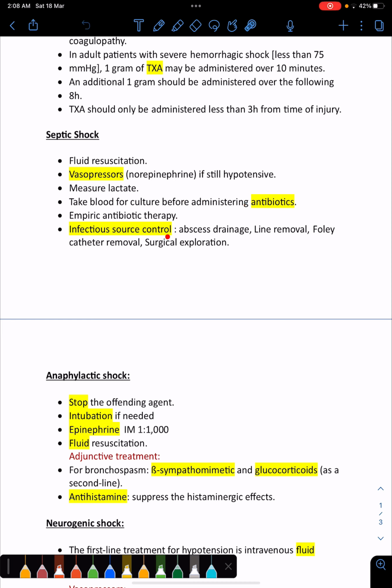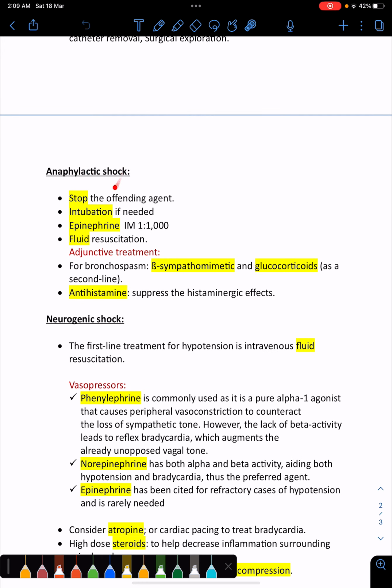Infectious source control, such as abscess drainage, line removal, Foley catheter removal, surgical exploration. So basically, after giving the patient fluid, vasopressor, and antibiotic, right now we're gonna deal with the infection. We're gonna do the infectious source control, such as abscess drainage, which means we're gonna deal with the infection after managing all of these things. So this is septic shock. What about anaphylactic shock?